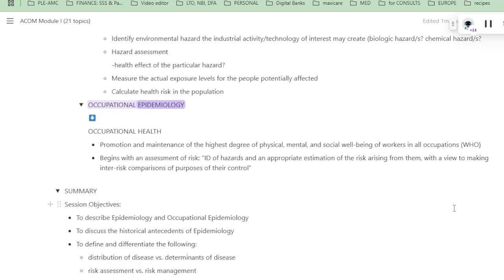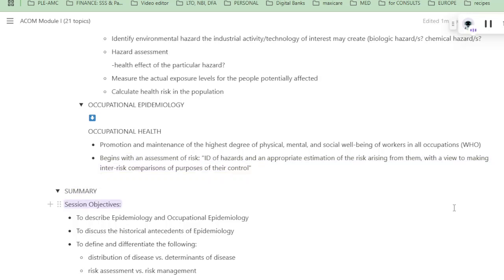Occupational health: promotion and maintenance of the highest degree of physical, mental, and social well-being of workers in all occupations. It begins with an assessment of risk, identification of hazards, and an appropriate estimation of the risk arising from them, with a view to making inter-risk comparisons for purposes of their control.